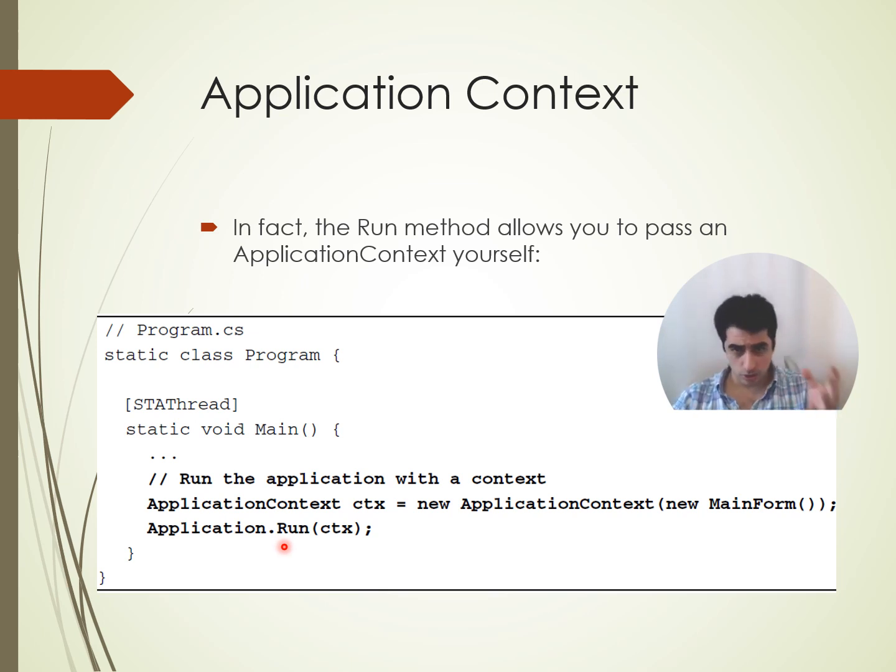To summarize, we had three ways to call the run method. One is without any input parameter. That wasn't the best. The second one receives the main form object, and the third one gets an object of the application context. This third one is the most versatile one, because you can basically customize your application context in a way that I'm going to explain in the next slide.